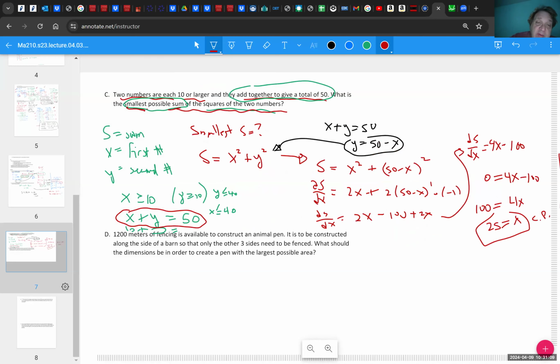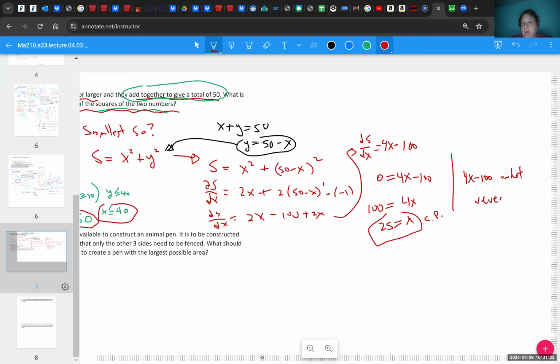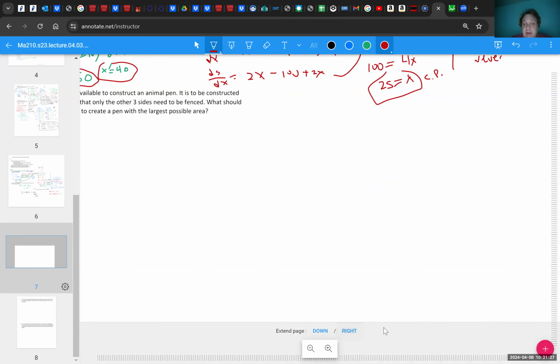I also have my endpoints. Remember, X can't be smaller than 10, it has to be 10 or bigger, and X can't be larger than 40. So 10 and 40 are my two endpoints, and 25 is my critical point. So now, my friends, all we do is write them out, and whichever one is the smallest would be called the absolute minimum.